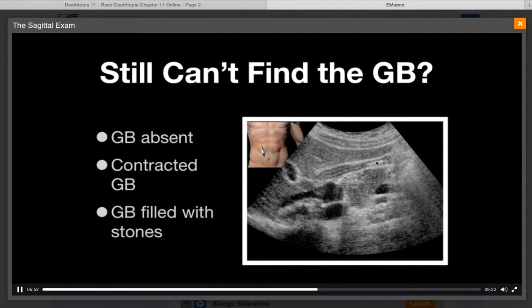And here you can see a gallbladder that is completely contracted. You've got the anterior wall, the posterior wall. Here's the very thin lumen. And what you can see here is the right portal, and here's the main lobar fissure. So we know that this is the gallbladder. The last thing that may create a diagnostic dilemma for you is a gallbladder that's filled with stones. So these are the potential causes for still not being able to find the gallbladder.